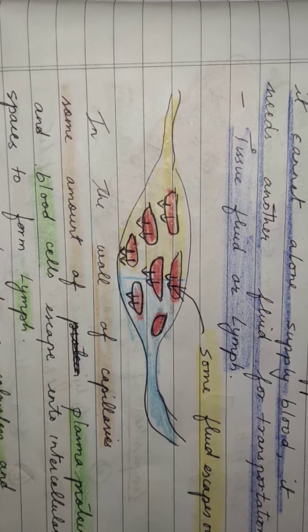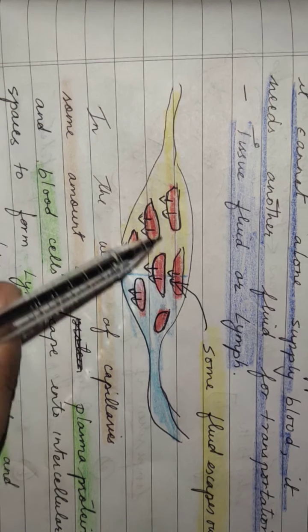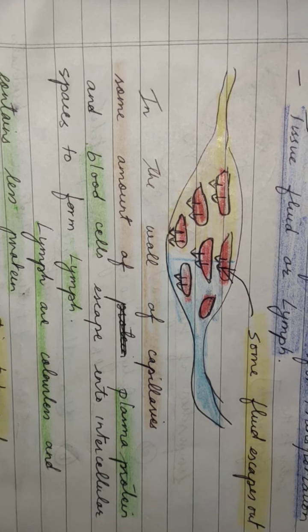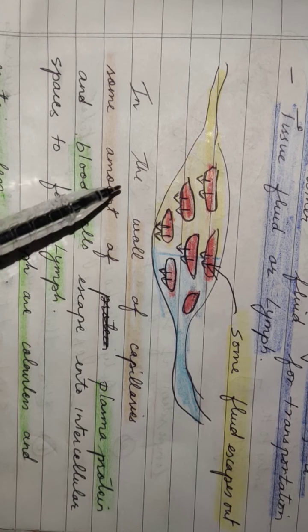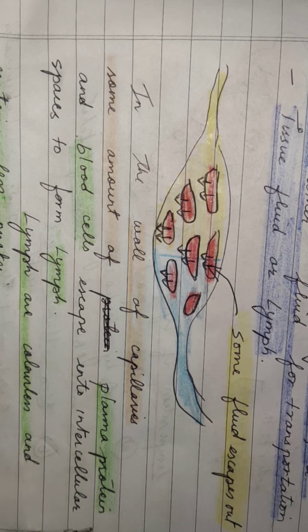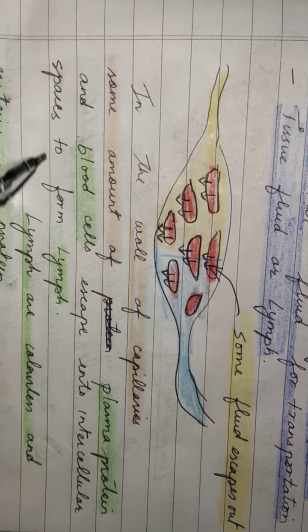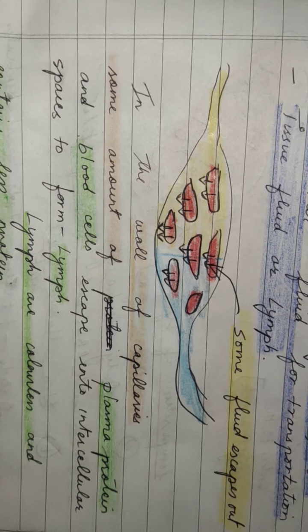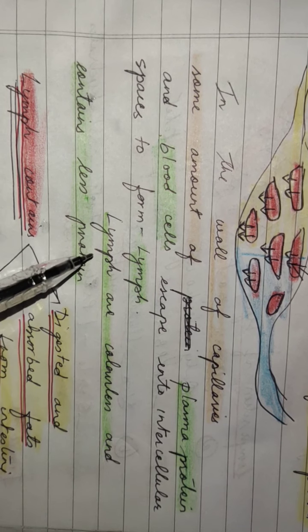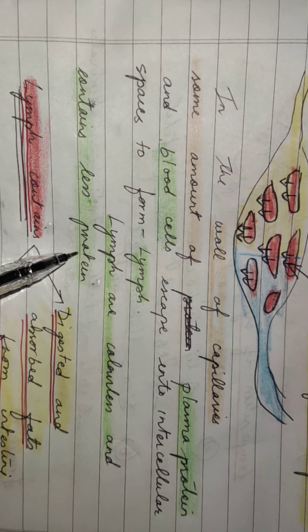Alright, so these are the arteries or venules, wherever you think. So these are capillaries. Where is this lymph present, and how is it secreted? In the wall of capillaries, some amount of plasma protein and blood cells escape into intercellular spaces to form lymph. So from the capillaries they escape out. What is lymph? Lymph is colorless and contains less protein.